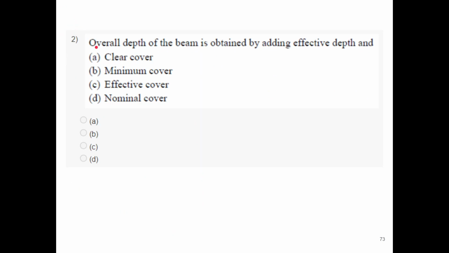Second question: overall depth of the beam is obtained by adding effective depth and clear cover, minimum cover, effective cover, or nominal cover. We all know, effective depth plus the effective cover will give you the overall depth, that is small d plus phi by 2 plus clear cover or nominal cover. So phi by 2 plus clear cover or nominal cover is the effective cover. So effective cover is the correct answer. C is the correct option.